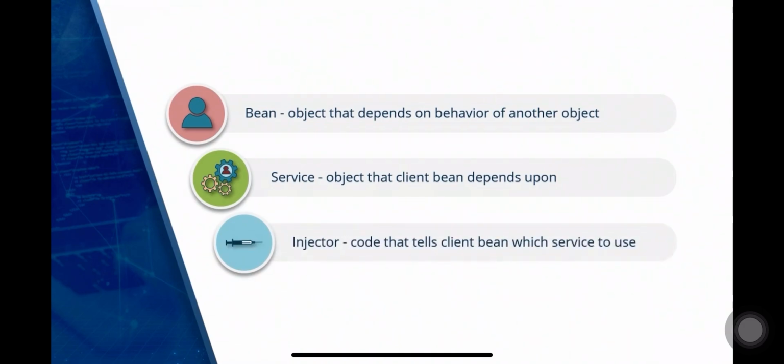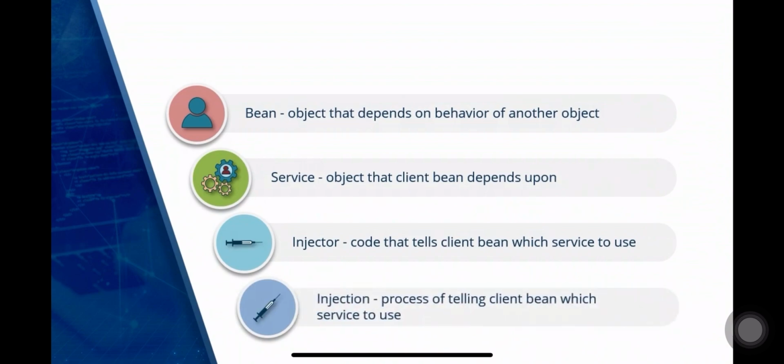The injector refers to the code that is part of the external Spring container, which tells the client bean which service to use. And finally, the way the client bean, a component within your Spring application, gets reference to the right service which has the right behavior is via the process of injection.